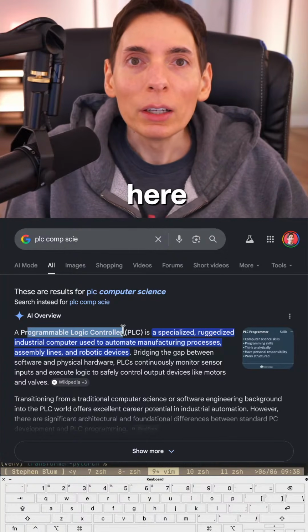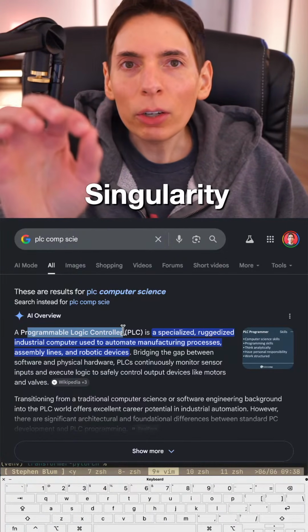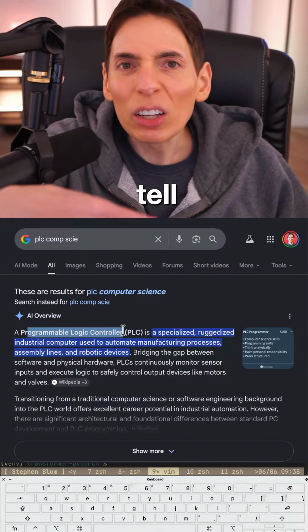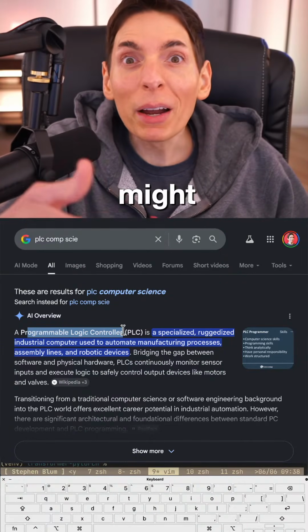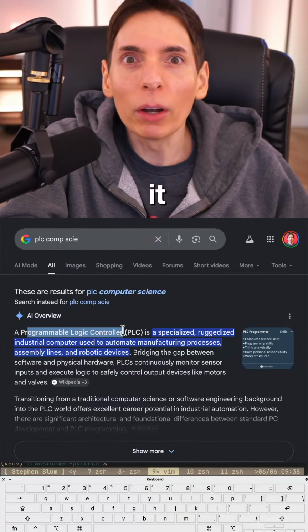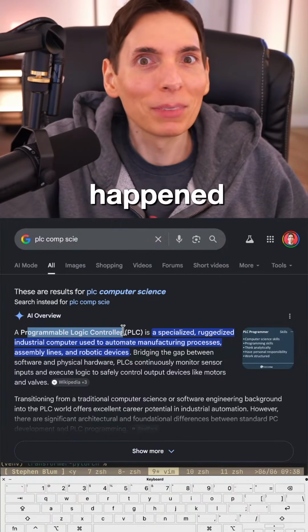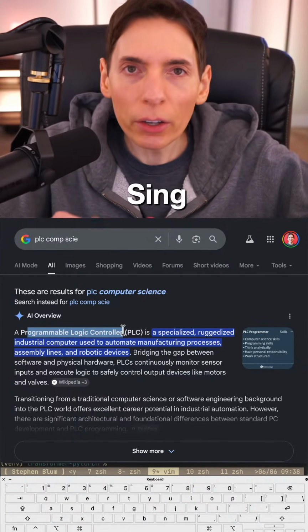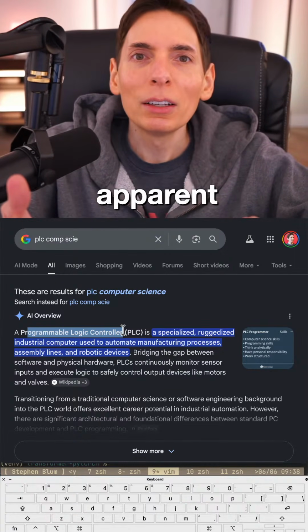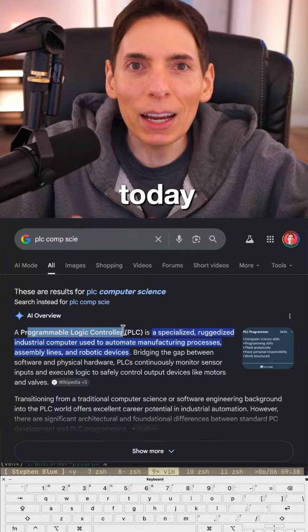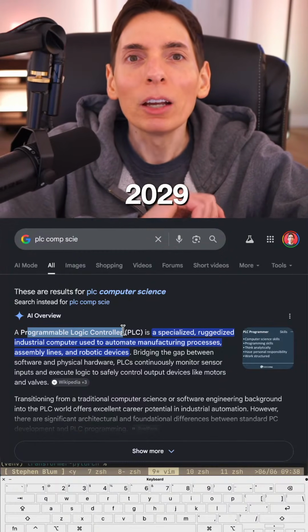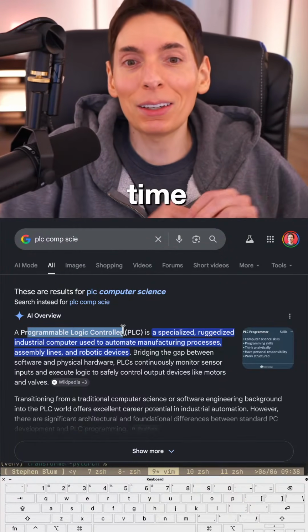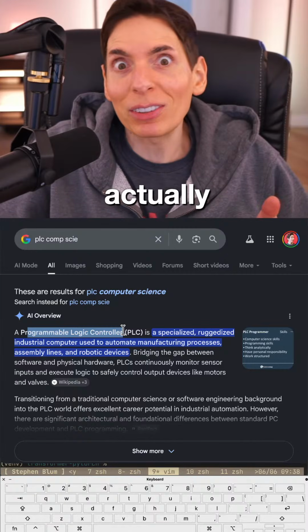Because here's the problem with the singularity, the horizon: it's difficult to tell when you've passed it. We might already be in the singularity and not know it. It might have happened. The signs of the singularity should be apparent. Even if we are currently in it today, in 2029 the whole world should recognize it at that time. So we've got a few years until we realize we're actually in it.